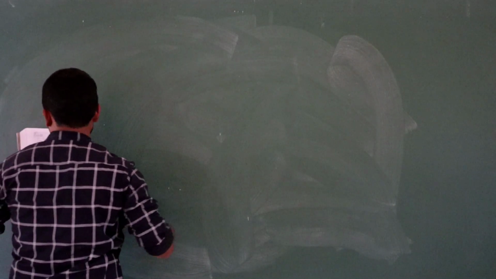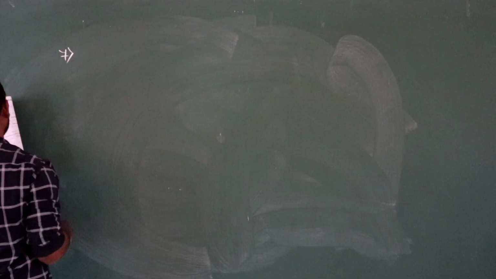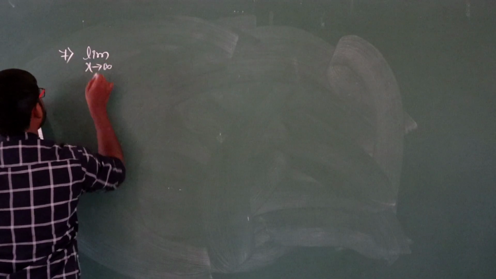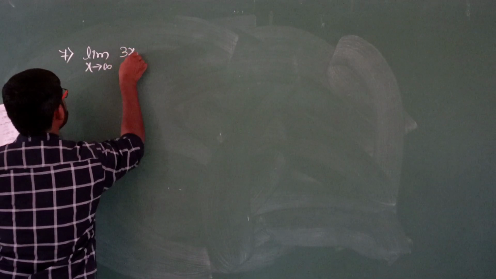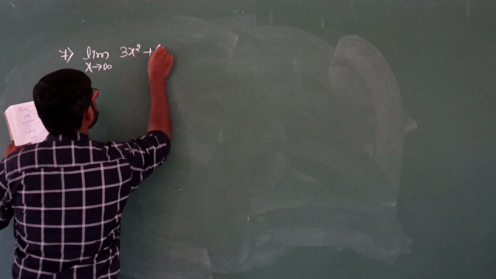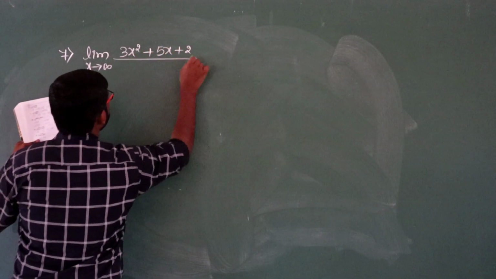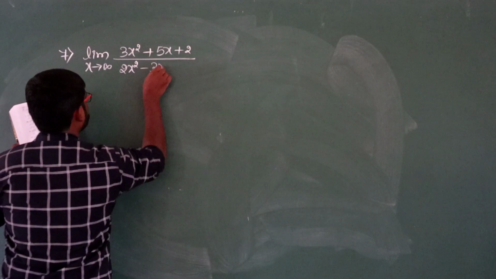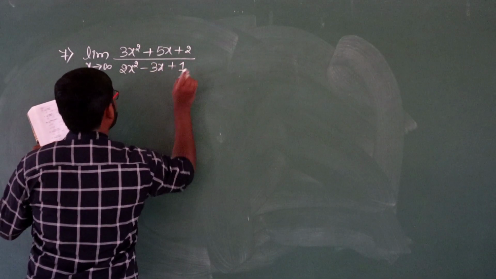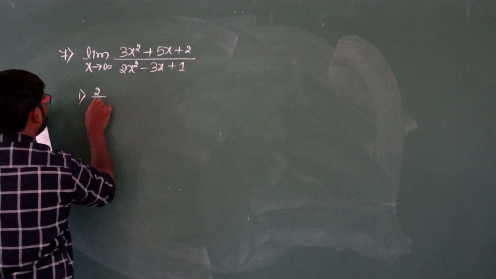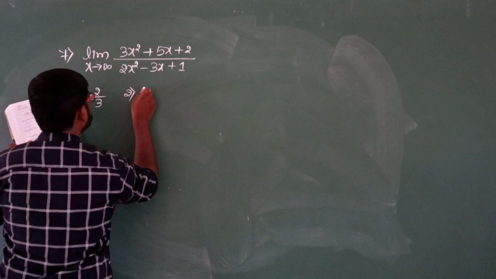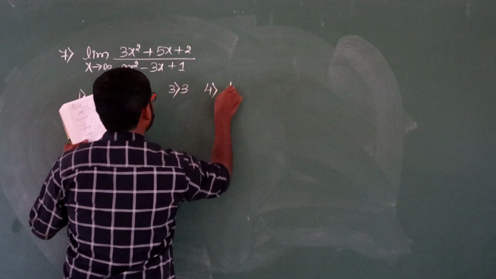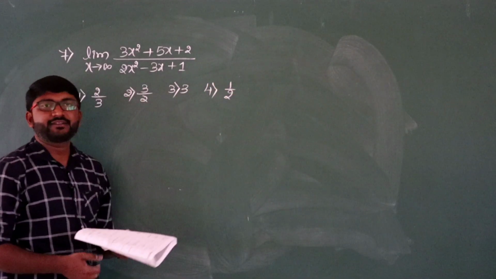Well, write the next question now. Limit x tends to infinity, (3x square plus 5x plus 2) divided by (2x square minus 3x plus 1), and the four options are: option 1 it is 2 by 3, option 2 it is 3 by 2, option 3 it is 3, option 4 it is 1 by 2. So let us simplify this now.